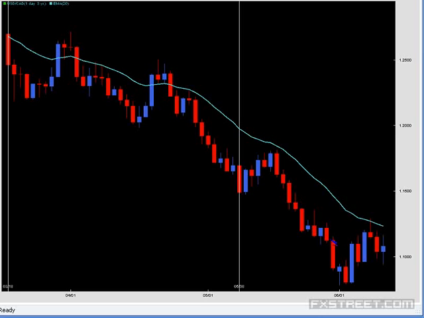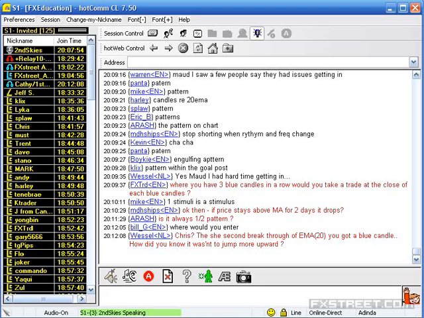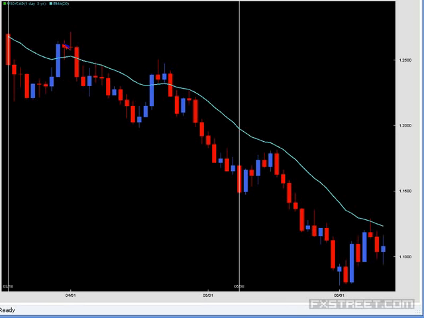And real quick, there's a couple questions here. Wesley, the second break through the 20 MA, you got a blue candle. How did you know it wasn't going to jump up more? This one right here, I didn't. I just waited for this one right here to show the exact same pattern as it did. I wasn't trading this on the next candle. I wasn't selling off after this blue candle. And you're right, I didn't know. What I did do was wait for this pattern to possibly play itself out. Once it did, then I continued.